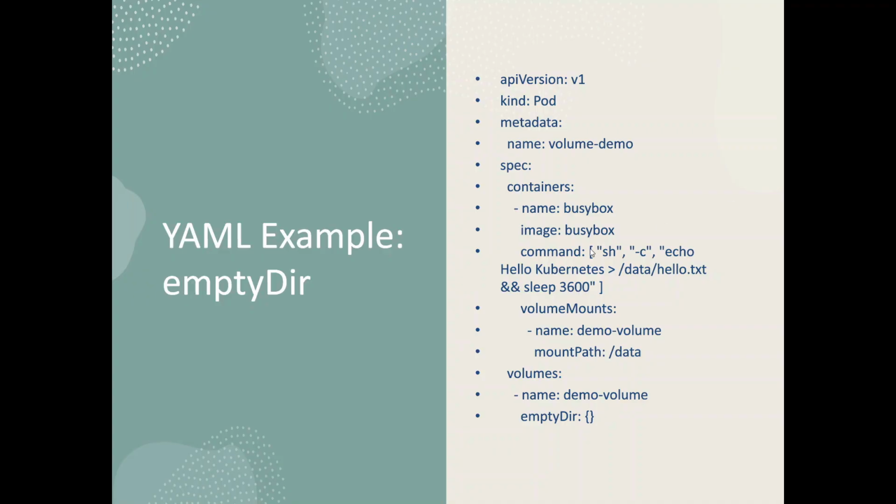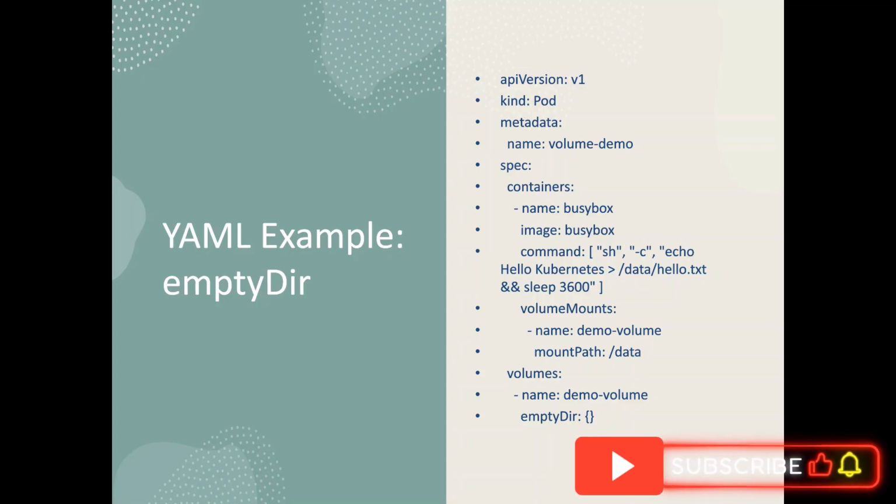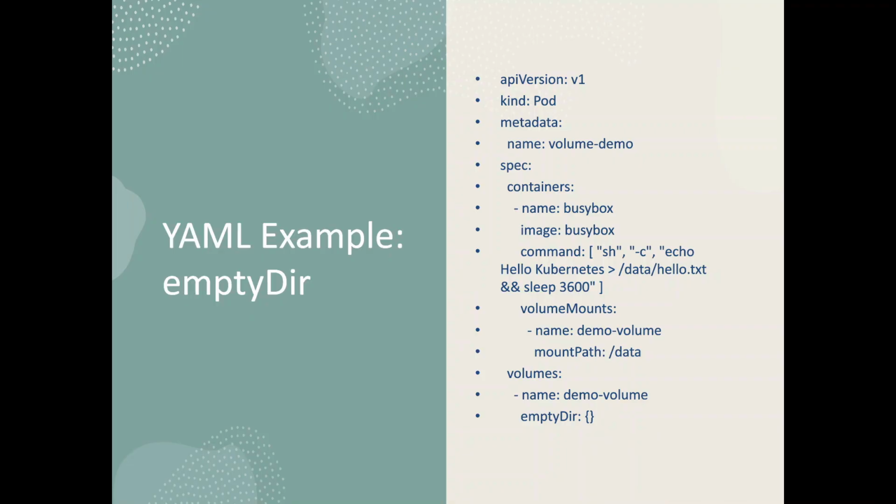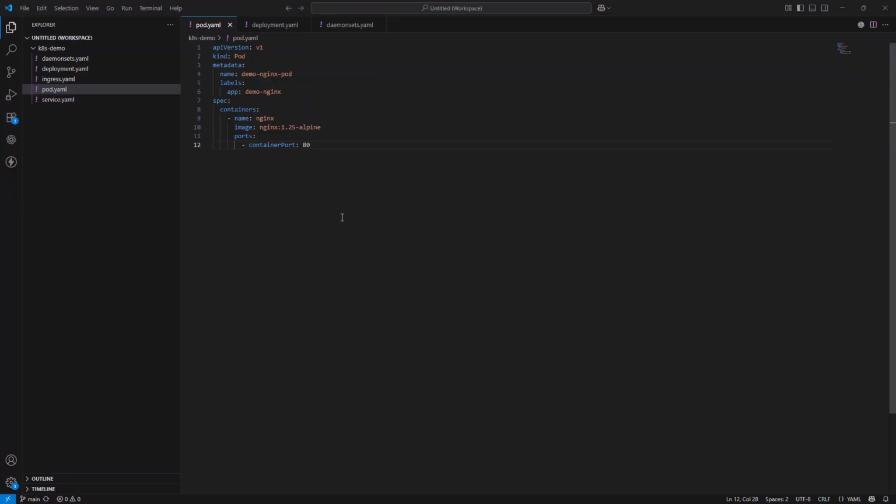Notice the volumeMounts section. It tells the container where to mount the volume inside the file system. In this case, it's the /data directory. And the volumes section defines what kind of volume we are going to use. Here, it's an emptyDir.